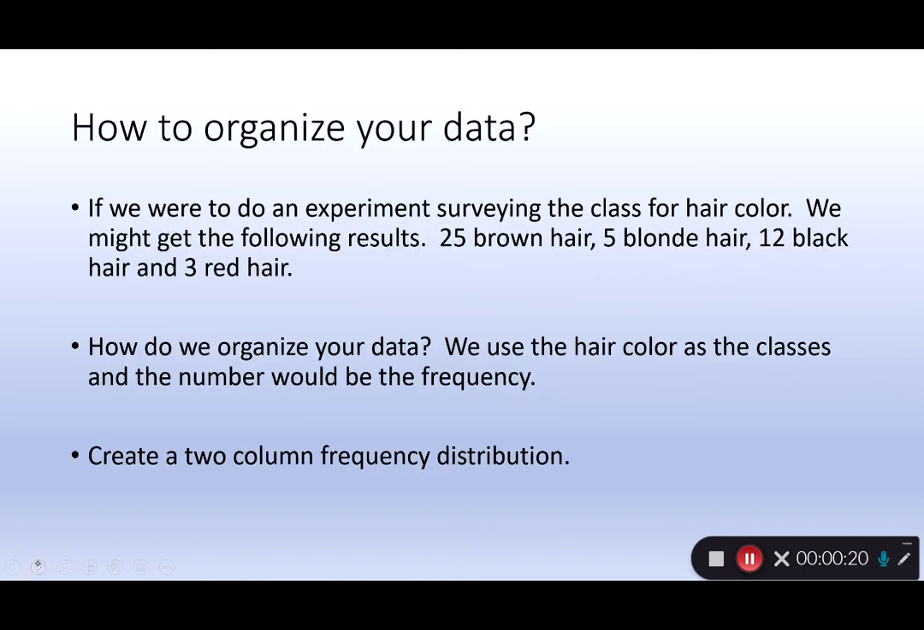All right, so let's say we were going to survey our class and we found that 25 students had brown hair, 5 had blonde hair, 12 had black hair, and 3 had red hair. How could we organize this data? Well, in statistics, we would consider the hair color what we call a class, and the number would be the frequency, the amount of times that class came up in our survey. We could create a very quick frequency distribution.